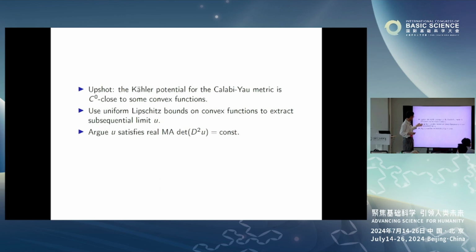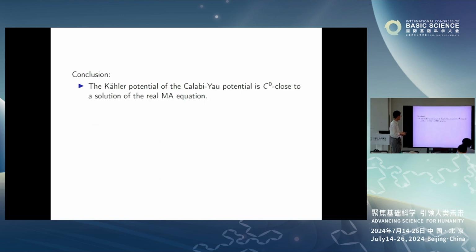can use the equation on the Calabi-Yau potentials and try to take a limit in a somewhat clever way to prove that this limit in fact satisfies the Monge-Ampère equation. And essentially by construction, this convex function has this limit. So this limit is close to the convex function in C0 sense, which is in turn close to the Kähler potential of the Calabi-Yau metric in C0 sense. So what you get in the end is that the Kähler potential of the Calabi-Yau metric is C0 close to a solution of the Monge-Ampère equation.